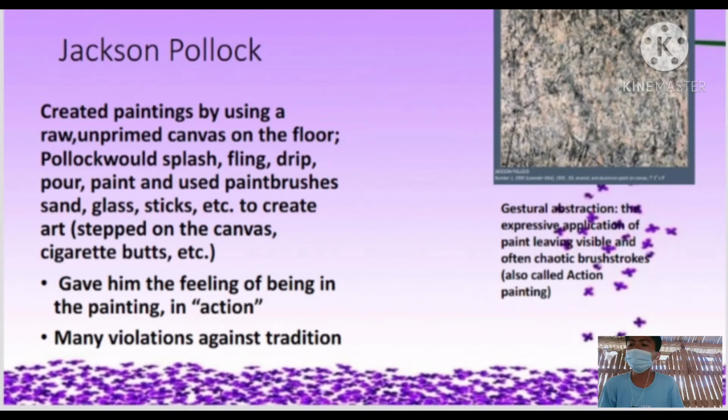The painting you've seen in the slide is painted by Jackson Pollock. It is a gestural abstraction, the expressive application of paint, leaving visible and often chaotic brushstrokes, or action painting. He created paintings using a raw, unprimed canvas on the floor. Pollock would splash, fling, drip, pour paint, and use paintbrushes, sand, glass, sticks, and so on, to create art, or step on the canvas. It also gave him the feeling of being in the painting in action.